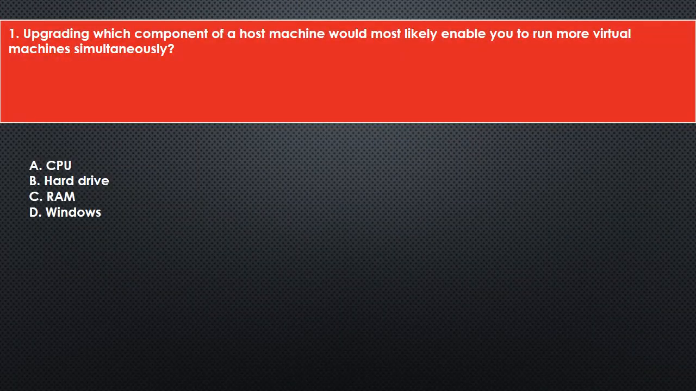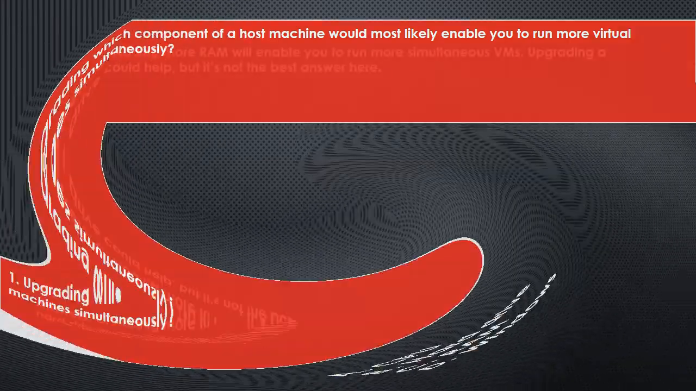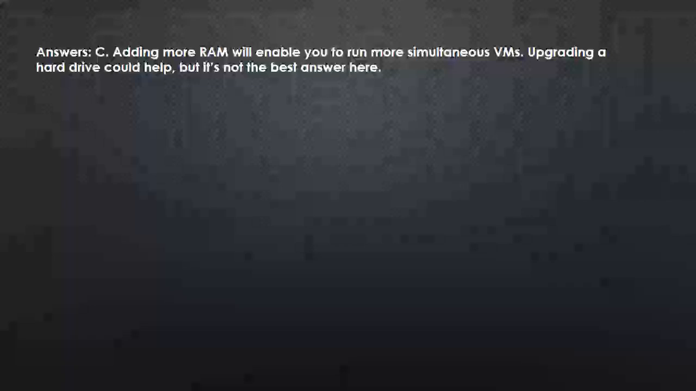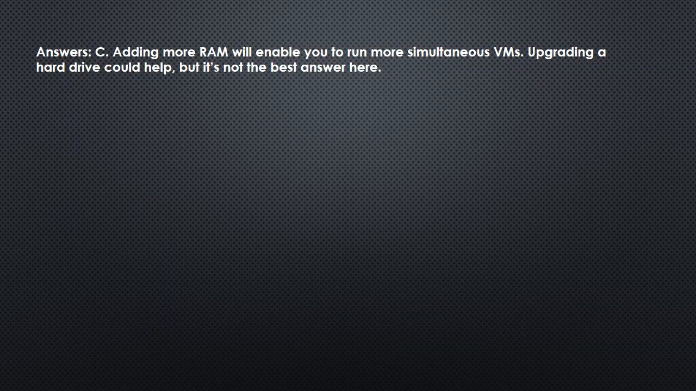1. Upgrading which component of a host machine would most likely enable you to run more virtual machines simultaneously? A. CPU. B. Hard drive. C. RAM. D. Windows. Answer: C. Adding more RAM will enable you to run more simultaneous VMs. Upgrading a hard drive could help, but it's not the best answer here.